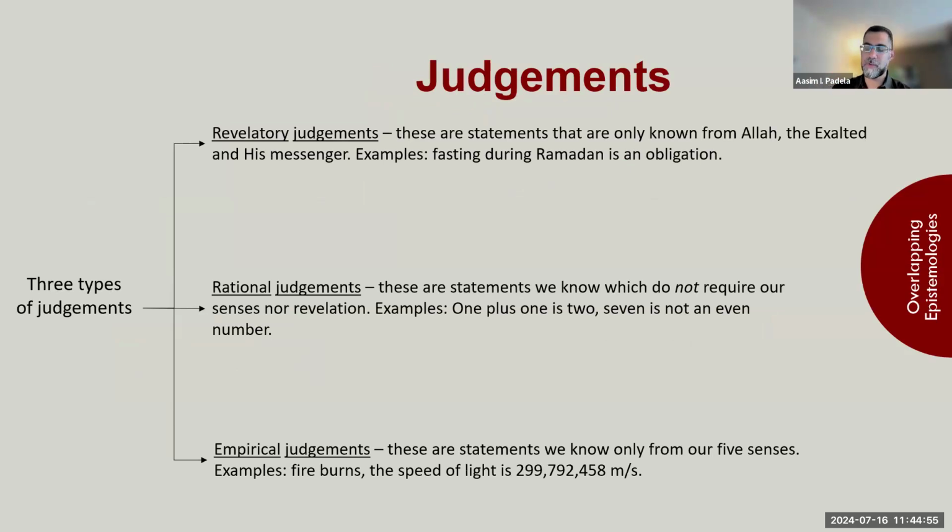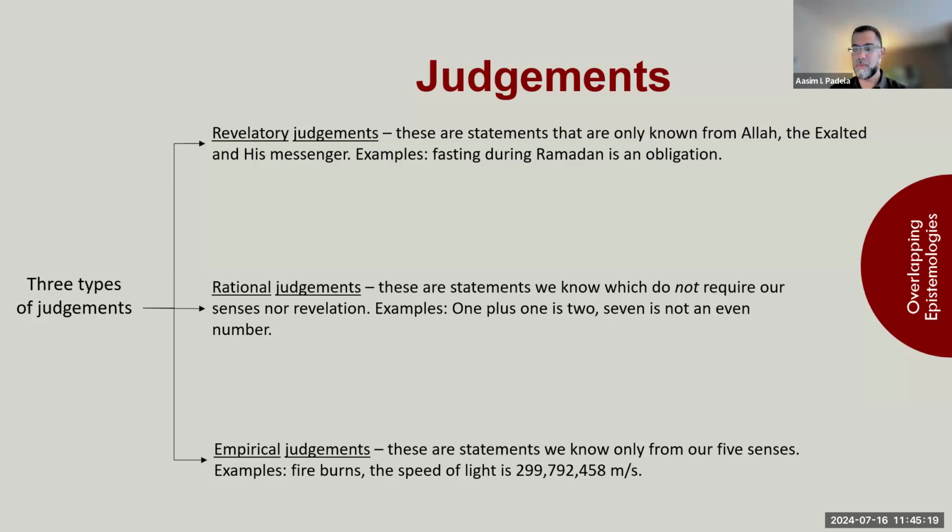So you have an empirical judgment, where we make an assertion that we know something from our five senses, and we make a judgment based on that. Or rational. These are statements that we know, but we don't need the senses to tell us, like 1 + 1 = 2, right? Or you can use scientific equations.